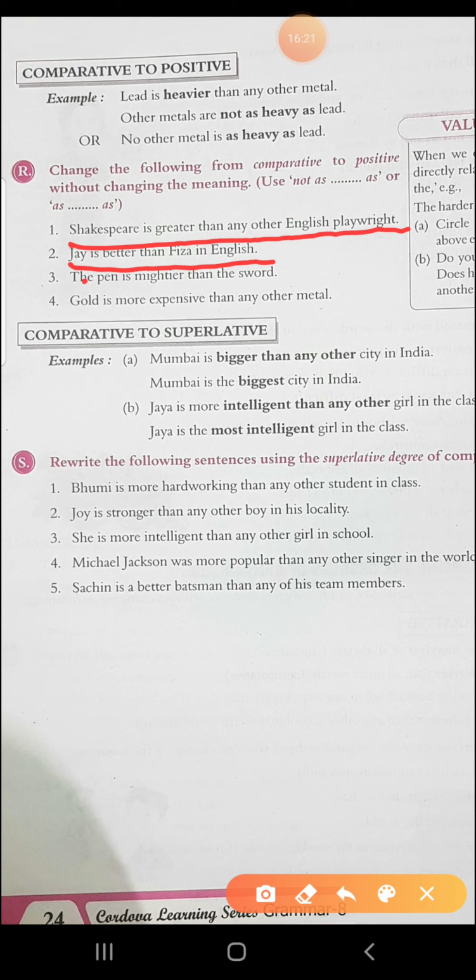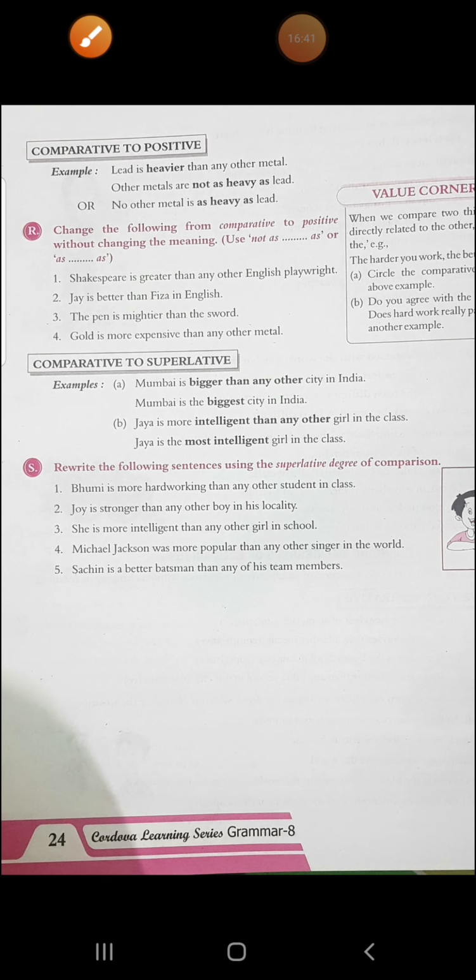Third, the pen is mightier than the sword. The sword is not as mighty as the pen. Then fourth, gold is more expensive than any other metal. No other metal is as expensive as gold. Alright, let's see the answers in written form.